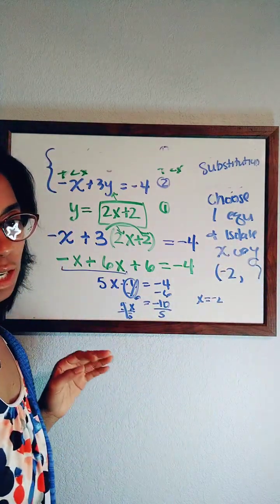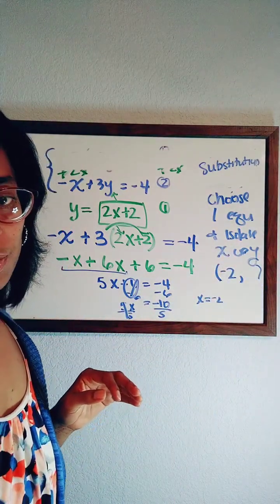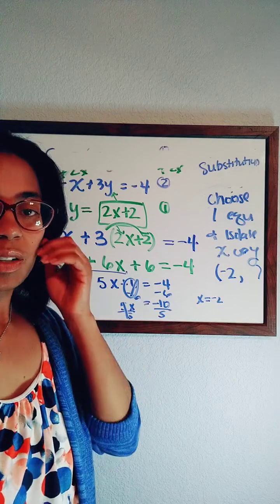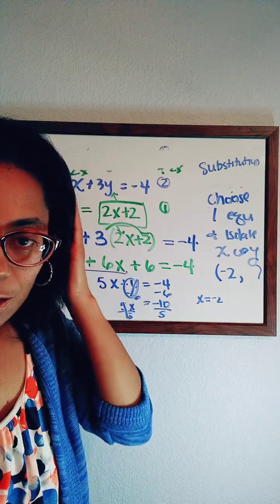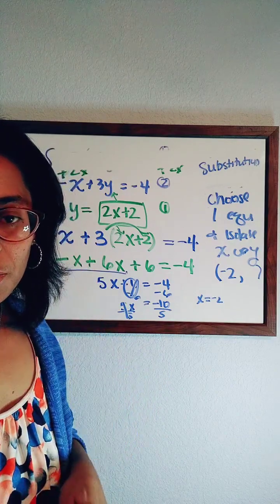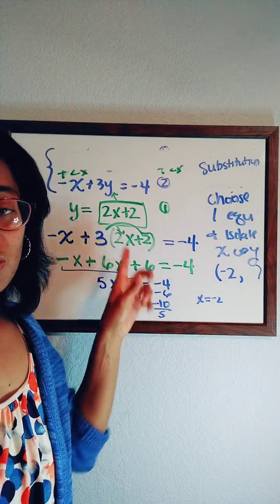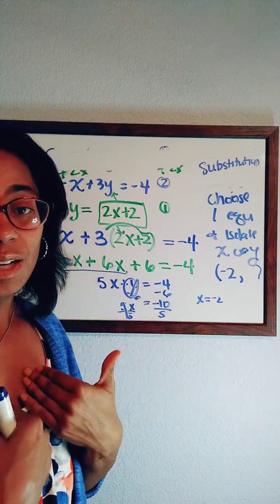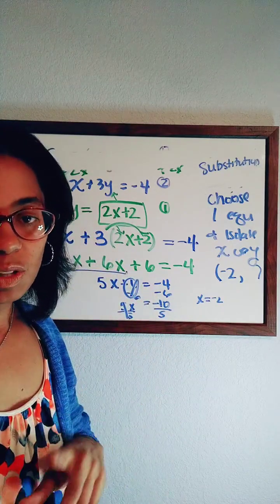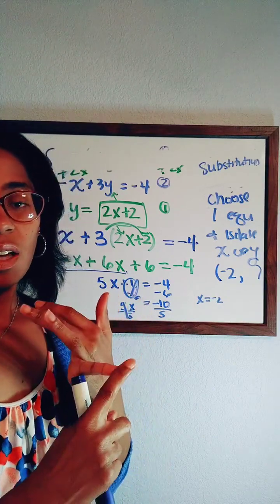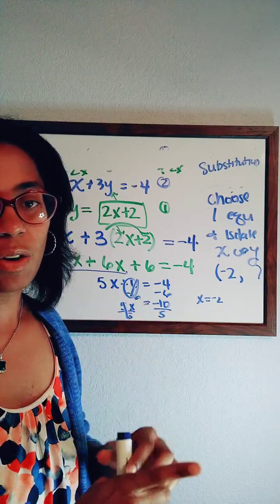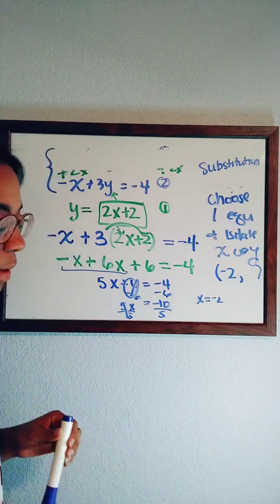How am I going to find the second part of my equation? What do I do? Very good. When you do substitution, this is how you do it. There's 3 different ways to solve a system of equations: combination, substitution, and by graphing.